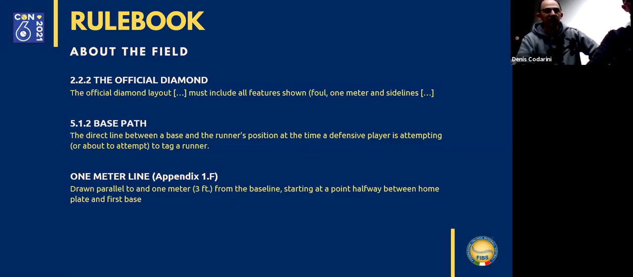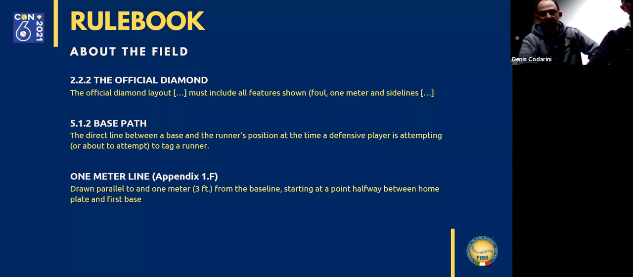Starting with Rule 2.2.2, the rule states that any official diamond's layout must include all features shown: foul lines, sidelines, 1 meter lines, etc. As stated in the Rulebook's Appendix 1.7, the 1 meter line is drawn parallel to and is 1 meter from the baseline, starting at a point halfway between home plate and first base, and continues all the way into first base.